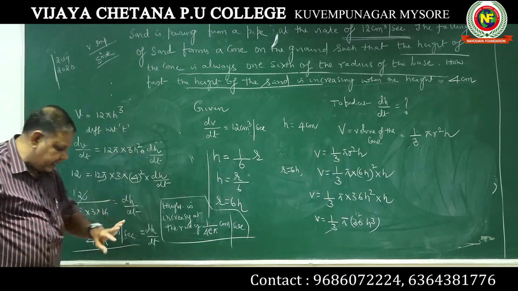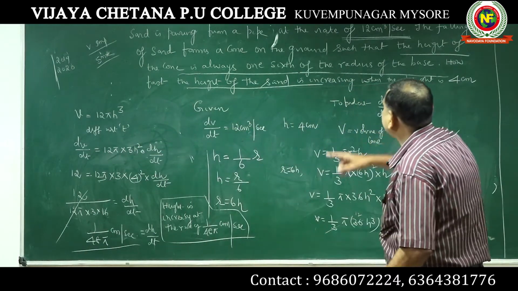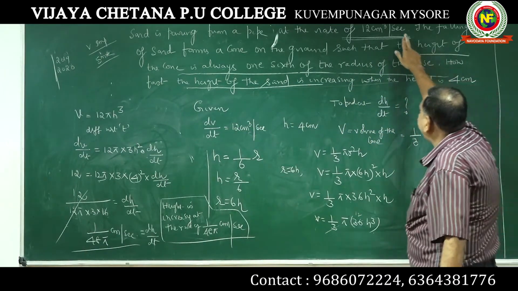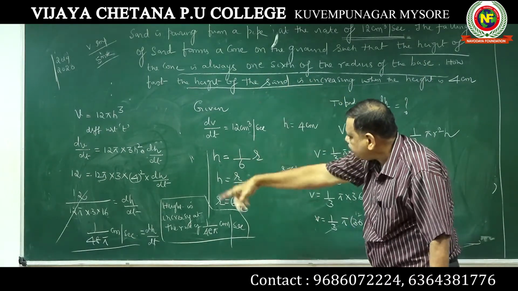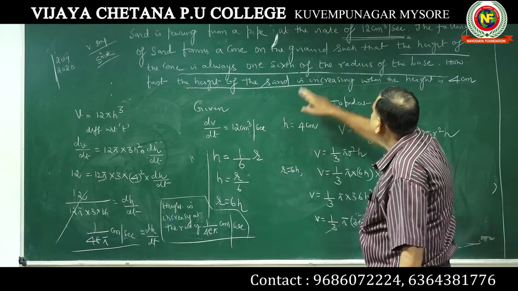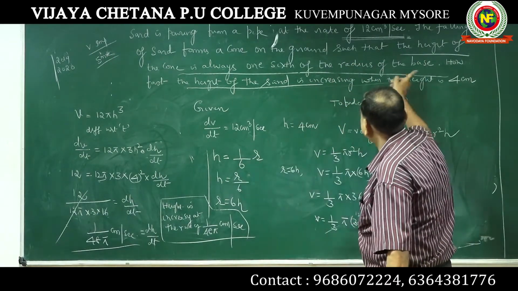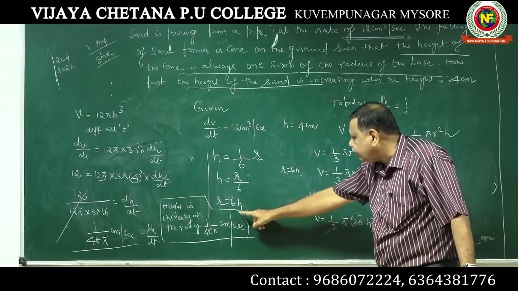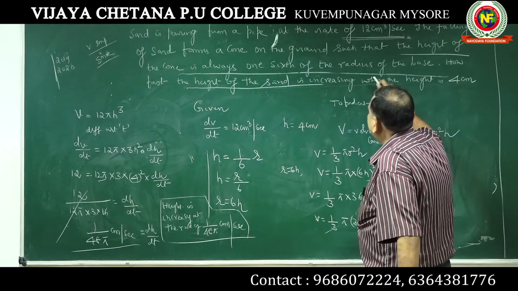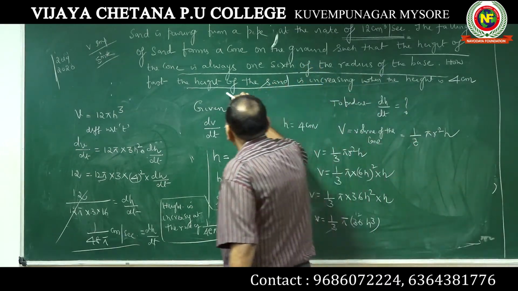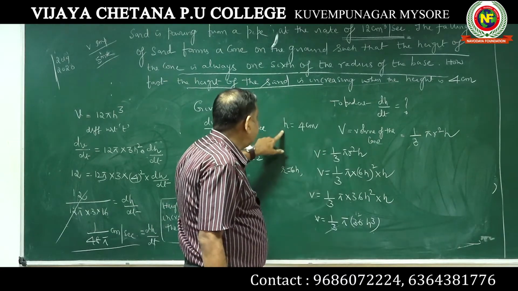I will explain this again. It's a very important problem for examination. Sand is pouring from the pipe at the rate of 10 centimeter cube per second, that is dV by dt, and forms a cone. The cone is like this, as I told you, such that the height is 1/6 of the radius. This is very important, so from this you can find out r. r is 6h. Afterwards, find how fast the height of the sand is increasing, that is dh by dt, when the height is 4 centimeter.